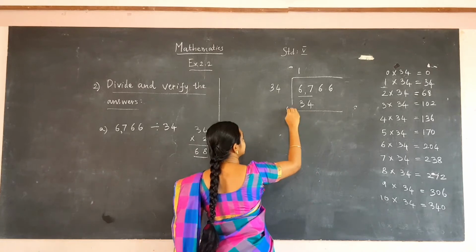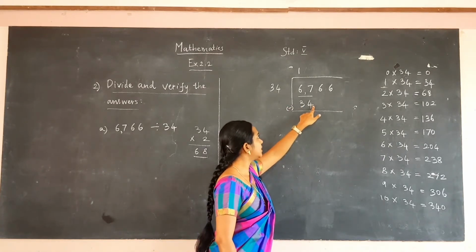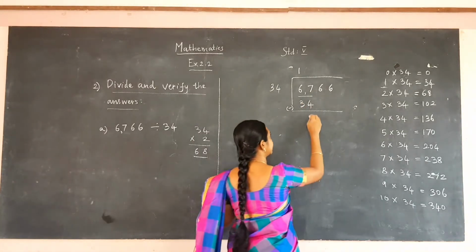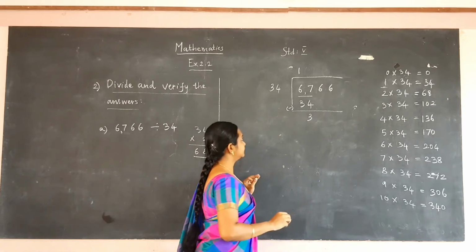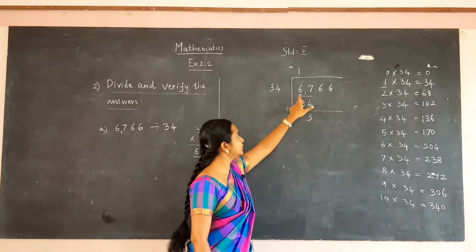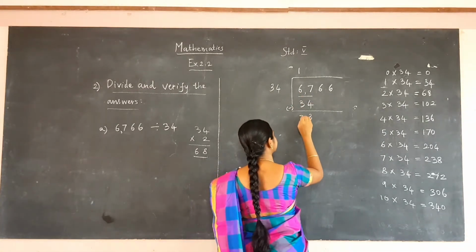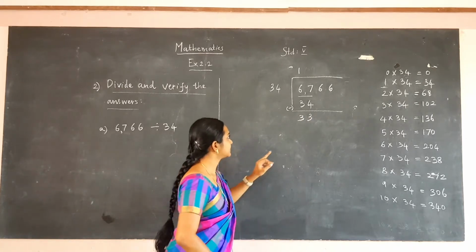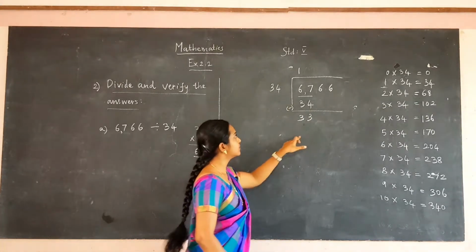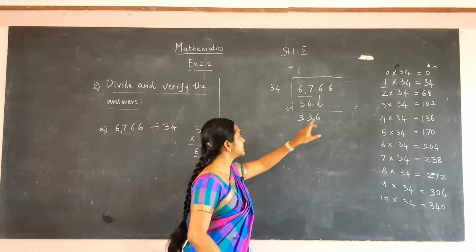Now subtract these two numbers. Now start counting from 4 until you reach 7. 5, 6 and 7. So the number is 3. 6 minus 3. Now start counting from 3 until you reach 6. 4, 5 and 6. So the number is 3. See here, 33 is less than 34. So you bring one number. I have brought 6 down.